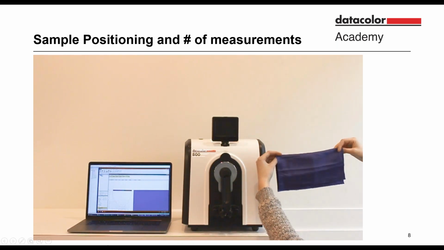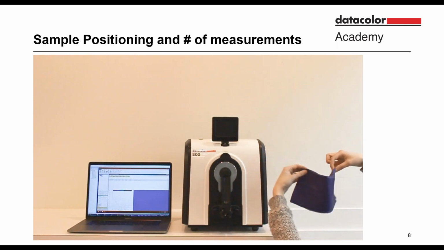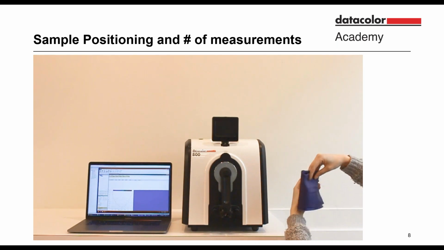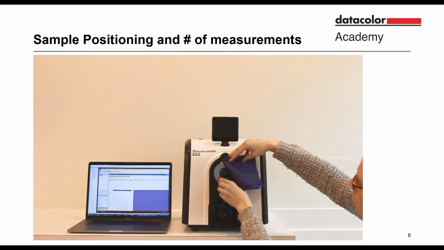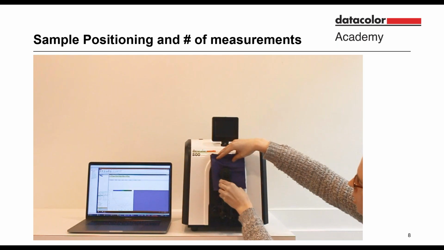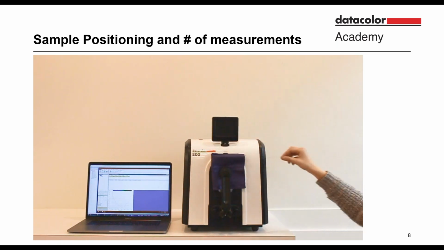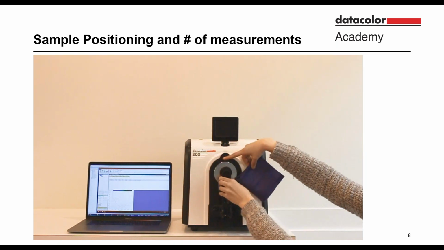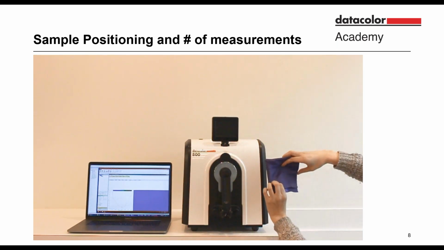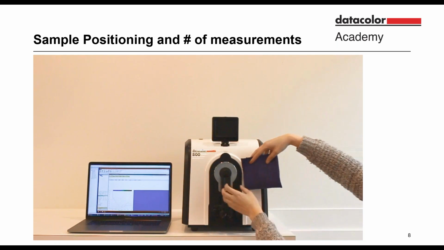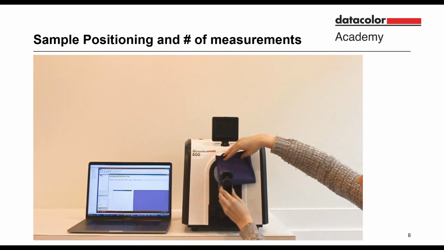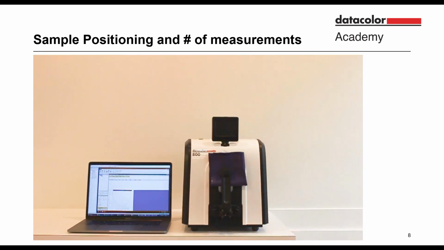So the sample is folded one time, then a second time, and we place it in the instrument and take the first measurement. When that first measurement is completed, we take the sample, rotate it, and reposition it on the other side. So we are rotating 90 degrees, but measuring on the back side.